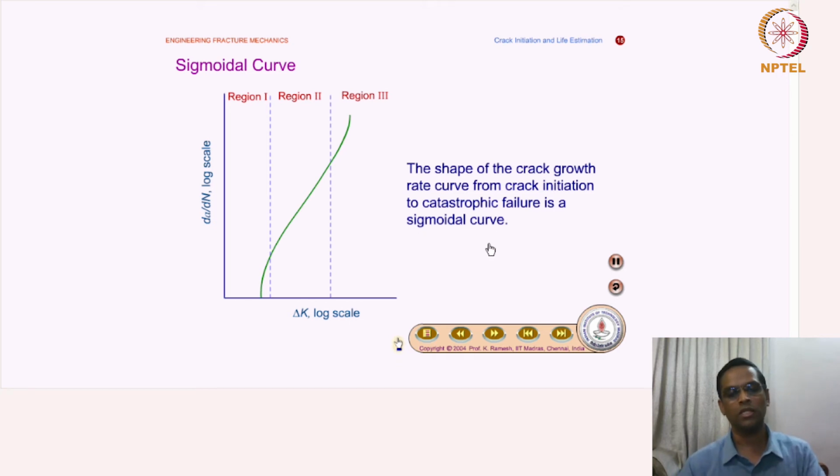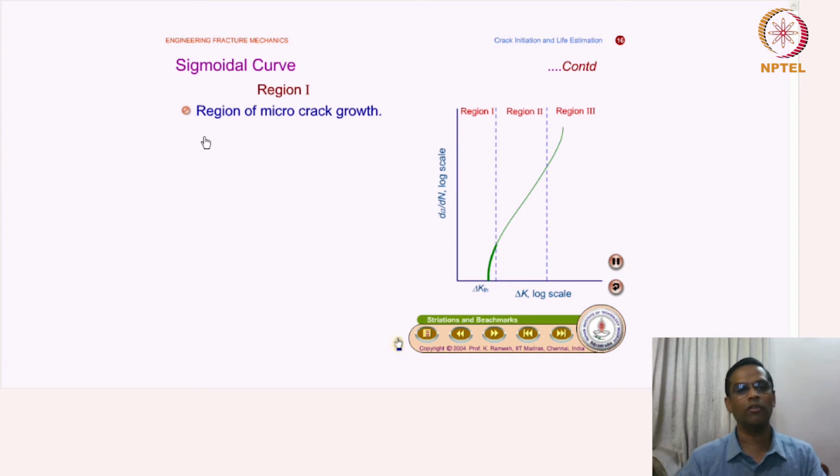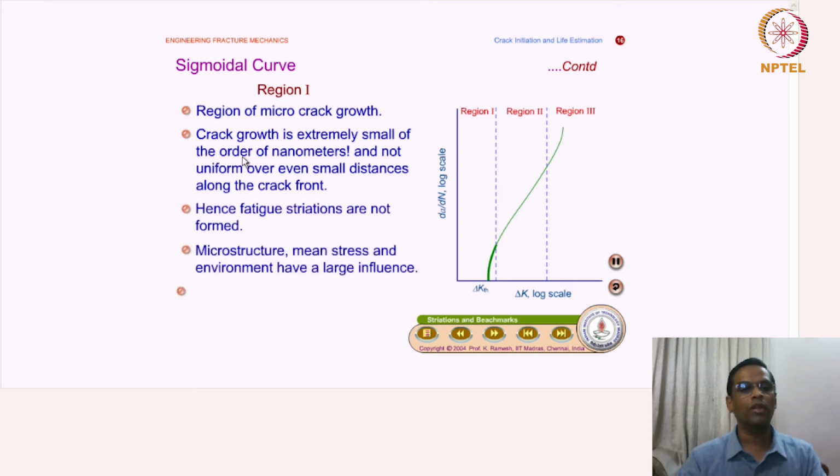Very important curve for engineering and design. So region 1 is characteristic of the following. Region 1 is a region for micro crack growth. So you can always see that this threshold means the crack initiation phase. So all the cracks will be at the micron level. Crack growth is extremely small, of the order of nanometers, and not uniform over even small distances along the crack front. Hence, the fatigue striations are not formed.